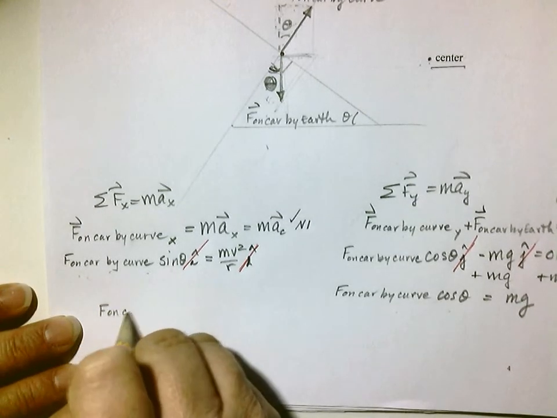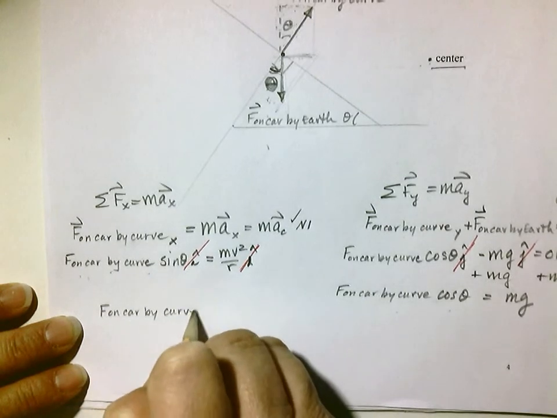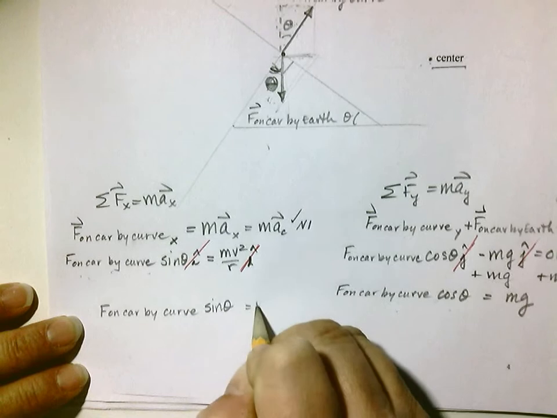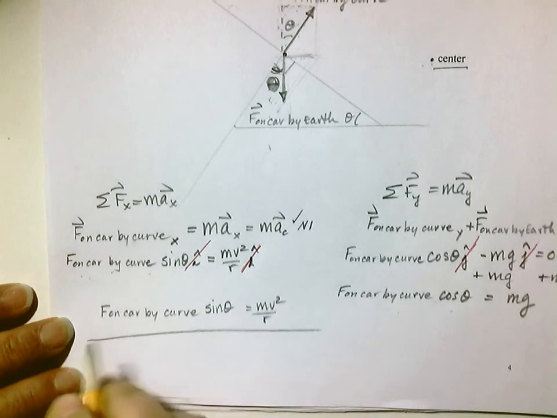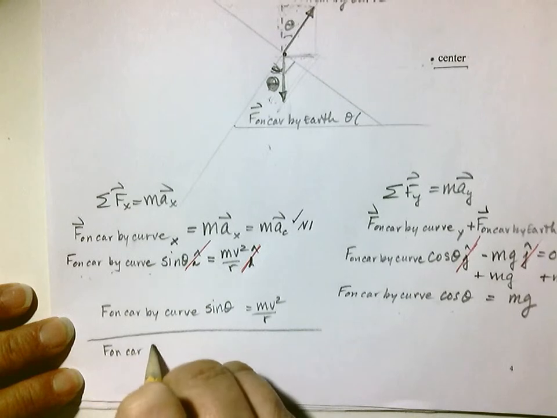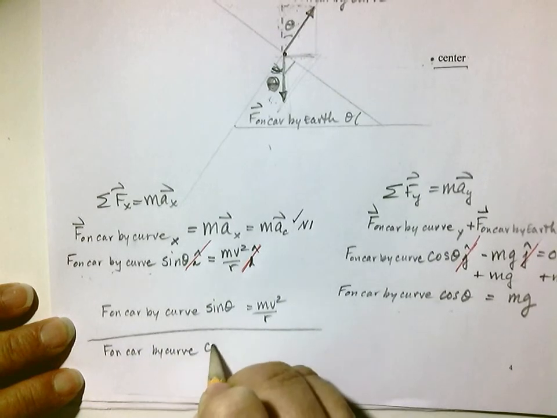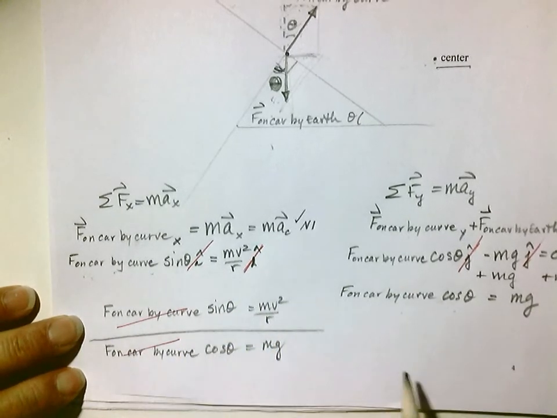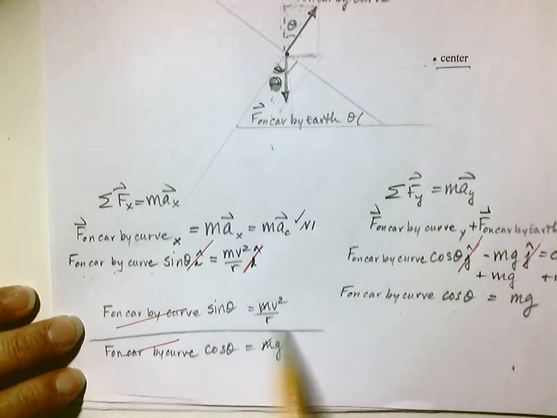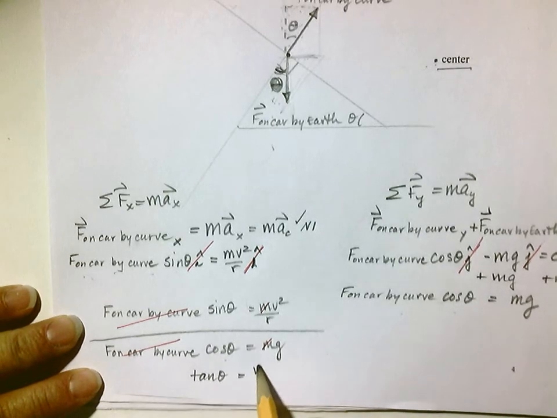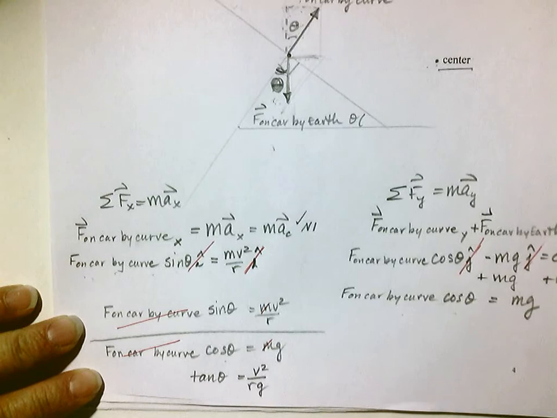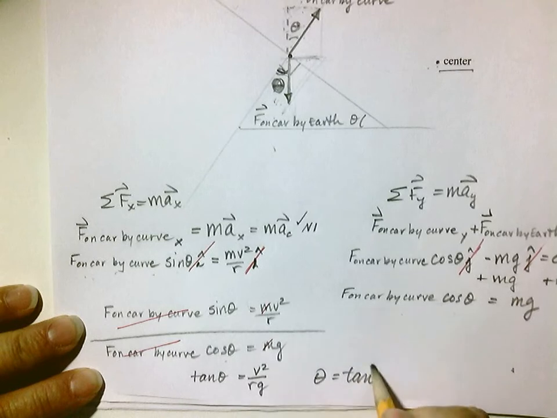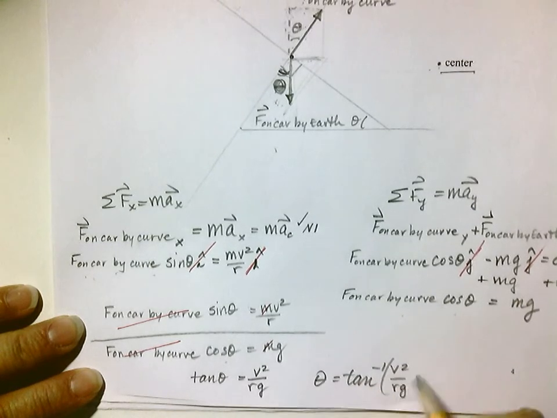So we're going to take force on car by curve sine theta equals m v squared over r, and I'm going to divide that whole thing by force on car by curve cosine theta equals m g. Okay, this cancels out, m's cancel out, and what am I left with? What's sine theta over cosine theta? That's right, tangent theta. So tan theta is equal to v squared over r g. And that means that theta is equal to the arctan of v squared over r g.